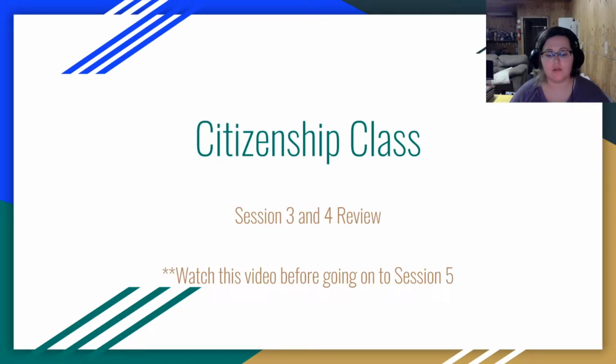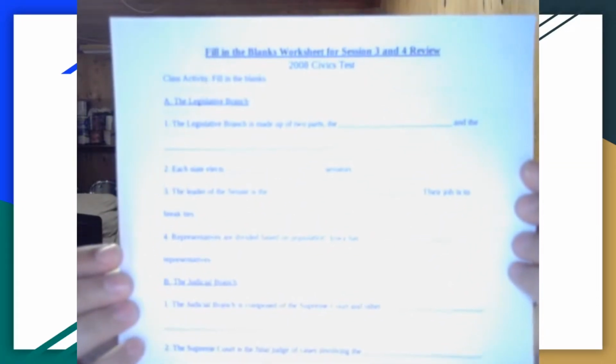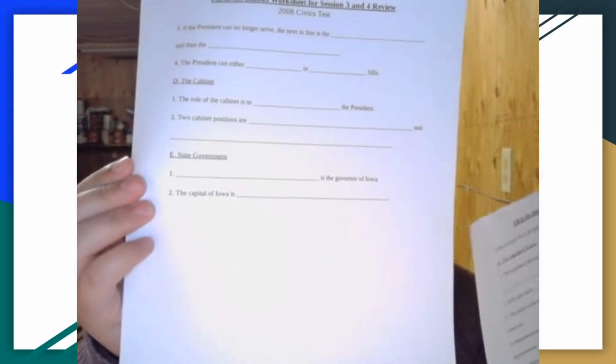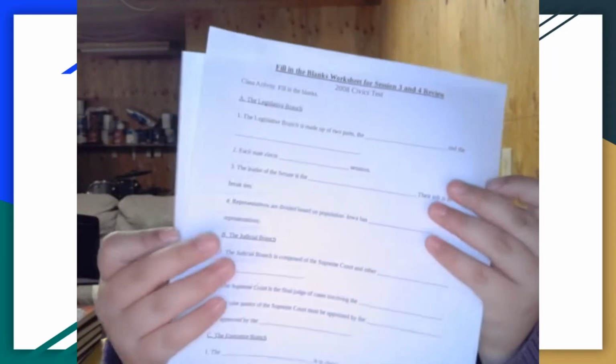For this video, you should have the fill in the blanks worksheet for 3 and 4 in front of you, and I'm going to show you what that should look like. It looks like this. So this is what you should have in front of you. It is, once again, 2 pages long. So you're going to follow along with that during this video, and that will help you to review all of that material learned here.